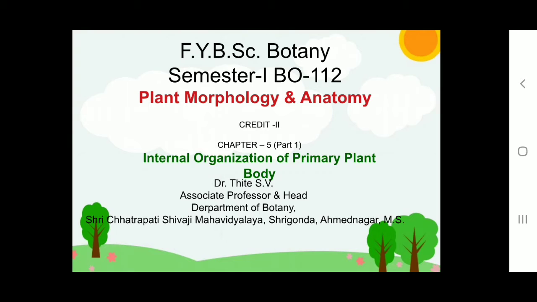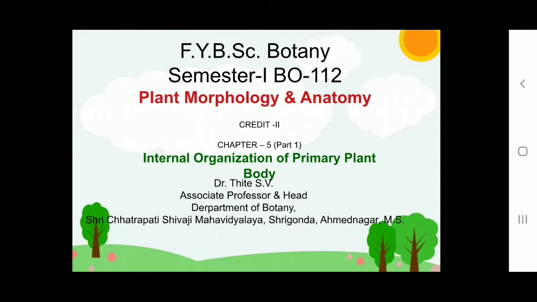The internal structure is differentiated into epidermis on upper and lower surface, and in the center mesophyll and vascular tissues are present. So when we are studying the internal organization of this dicot leaf, first we see the epidermis. The leaf is covered on both surfaces by a single layer epidermis.